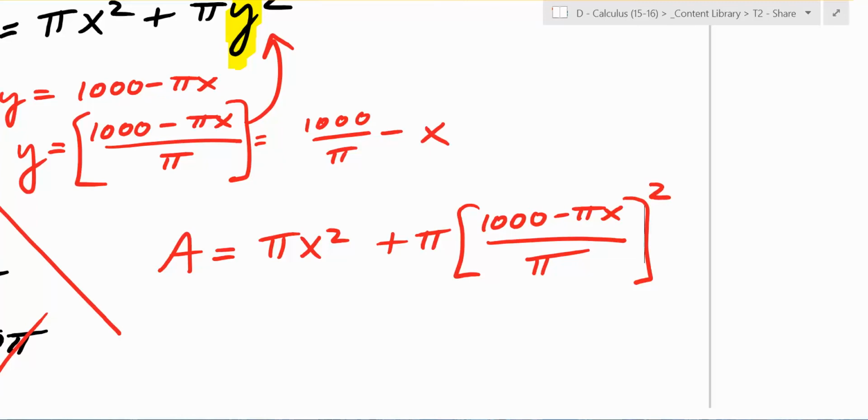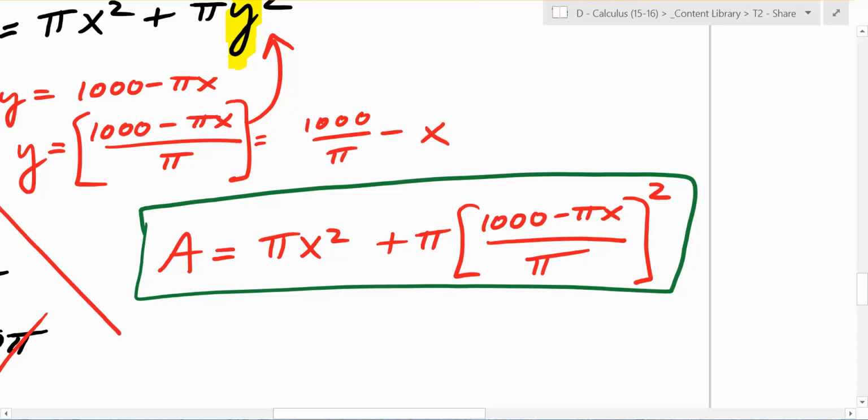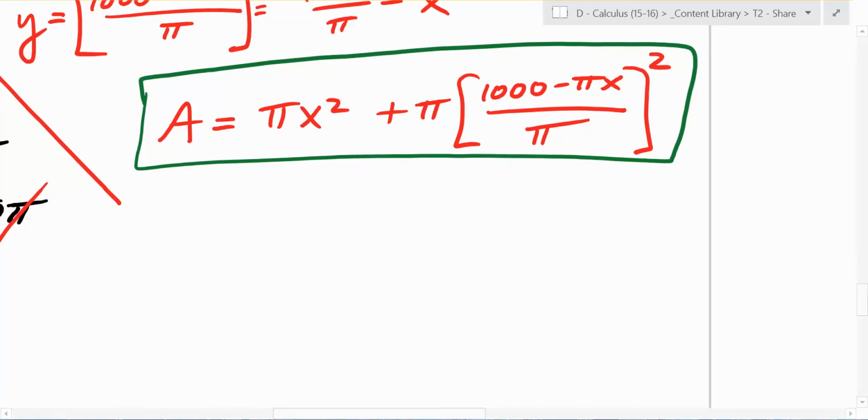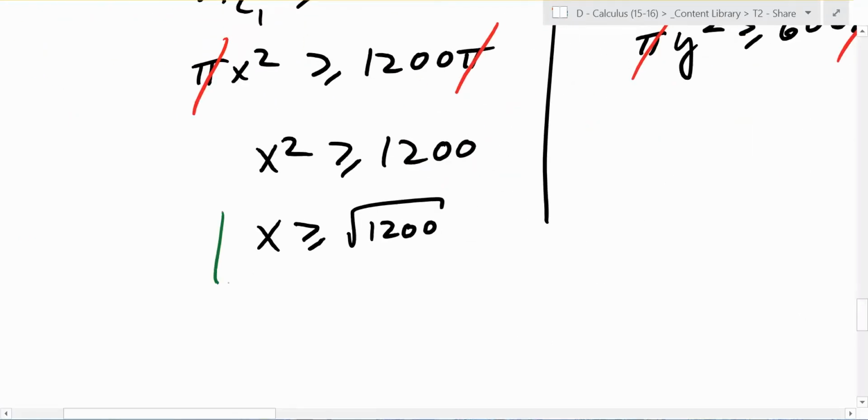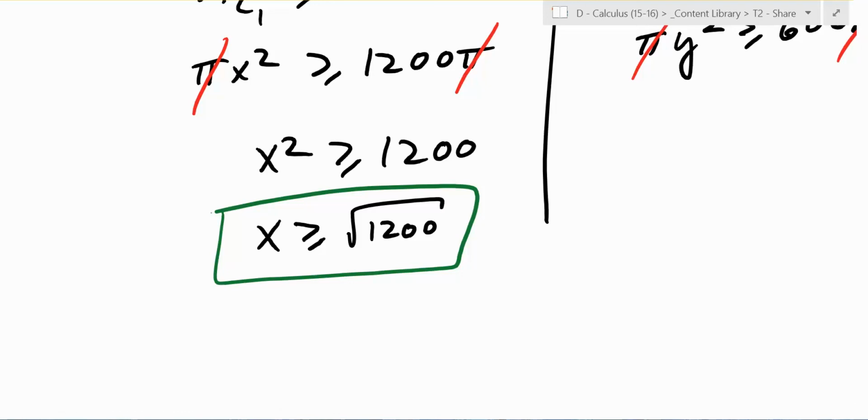So why is this really useful now? How many variables do you see right there? A equals, A is in terms of how many variables right there? One variable. It's just x. And what do we know? X has to be greater than the square root of 1200, right? So that's the lower bound, but there's also an upper bound. That's the minimum amount you can use, right? So could it be bigger than that? Absolutely. The square root of 1200 is like 34 or something like that. But we need a max, right? So how do we figure out the max?